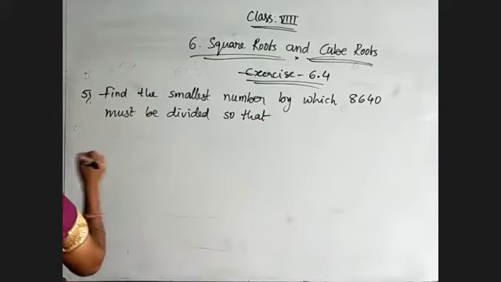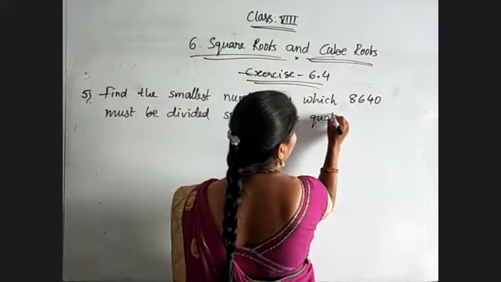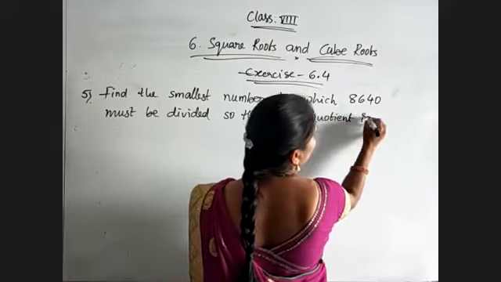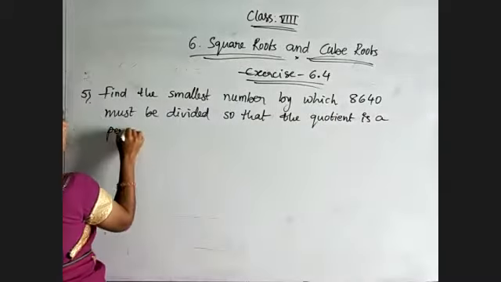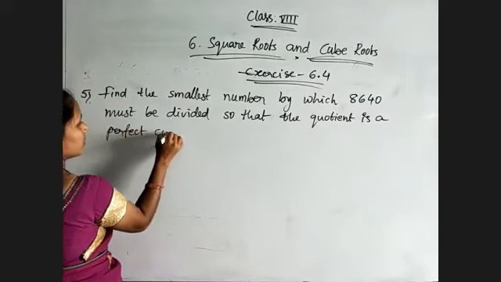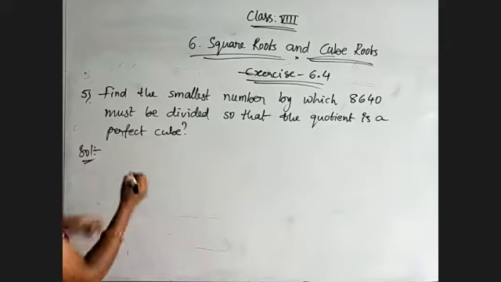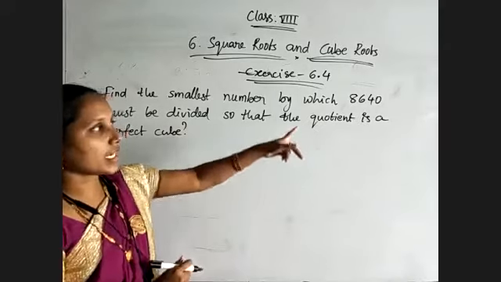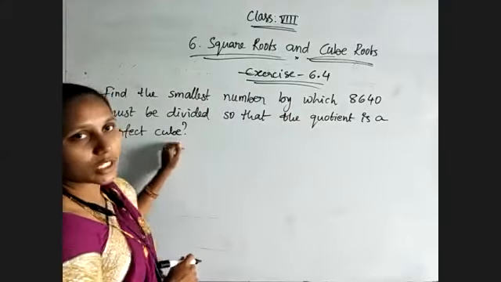So that the quotient is a perfect cube. Okay, observe the question once. Find the smallest number by which 8640 must be divided so that the quotient is a perfect cube.